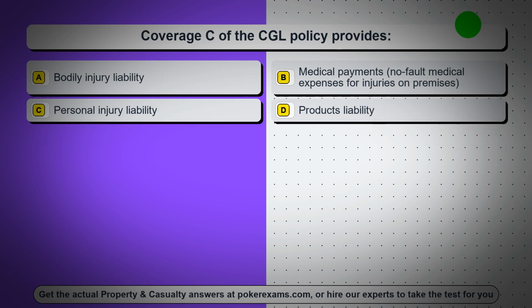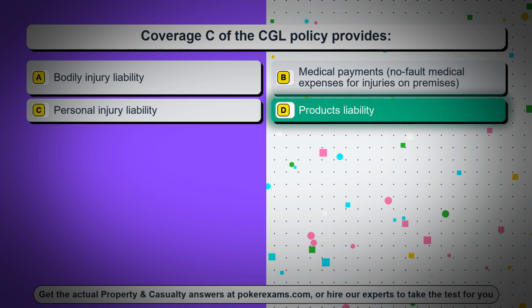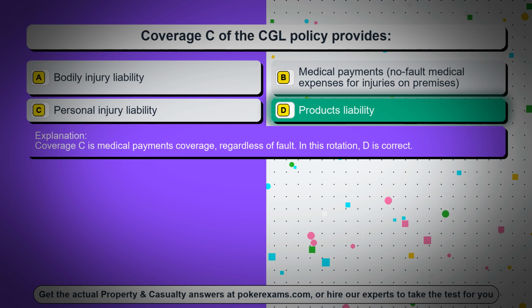Question 50. Coverage C of the CGL policy provides: Option A, bodily injury liability. Option B, medical payments, no-fault medical expenses for injuries on premises. Option C, personal injury liability. Option D, products liability. The correct answer is option D, products liability. Coverage C is medical payments coverage, regardless of fault. In this rotation, D is correct.